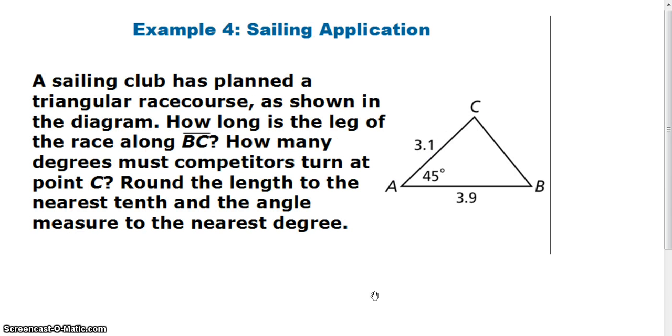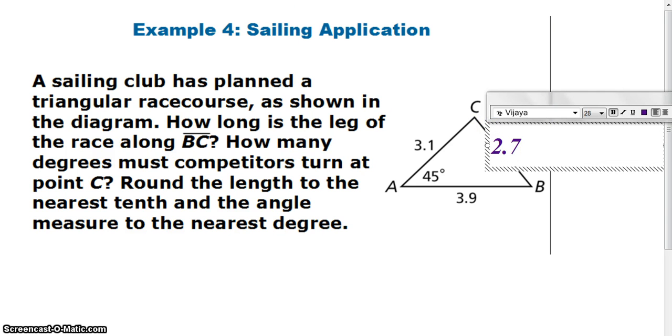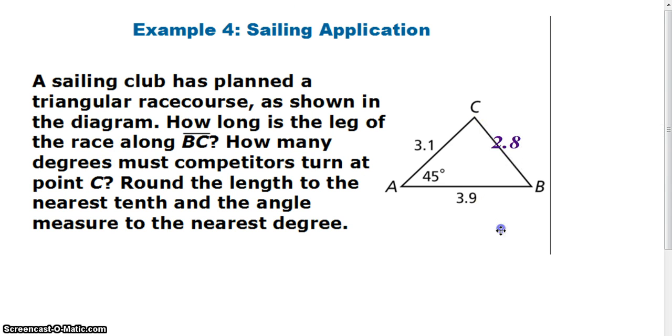Okay, so we found BC. We now have BC, which is 2.8, so let me write 2.8 miles. So we're being asked now to find the number of degrees they would have to turn at point C. So what could we use here? What are you thinking? Good, the law of sines, right?